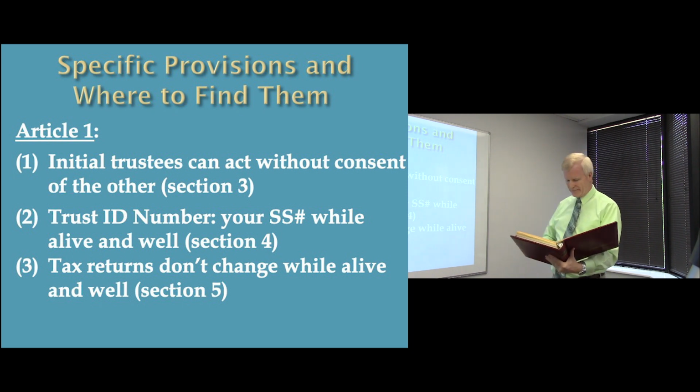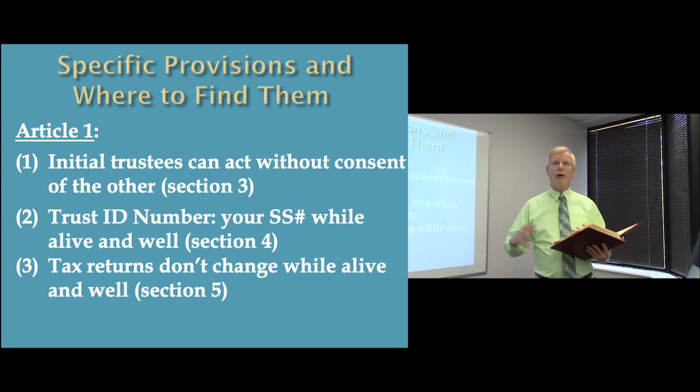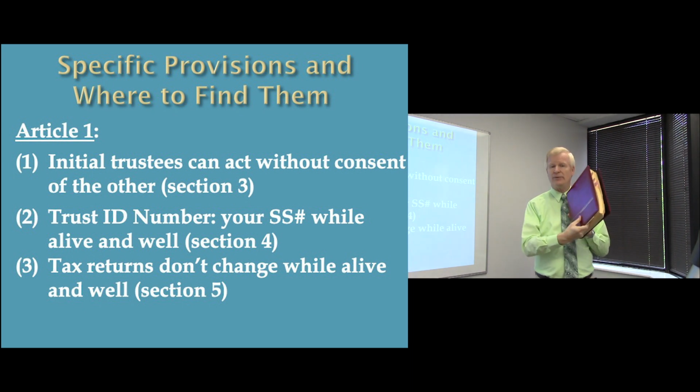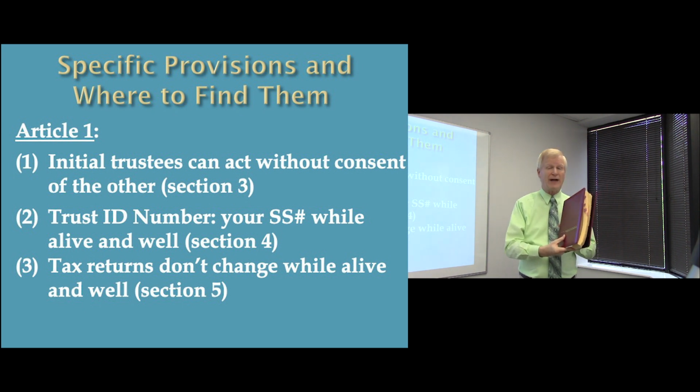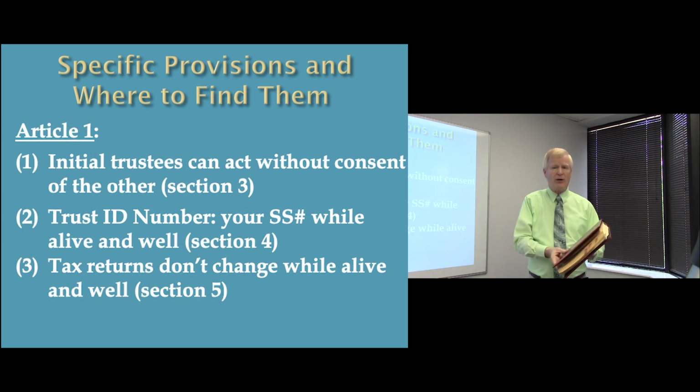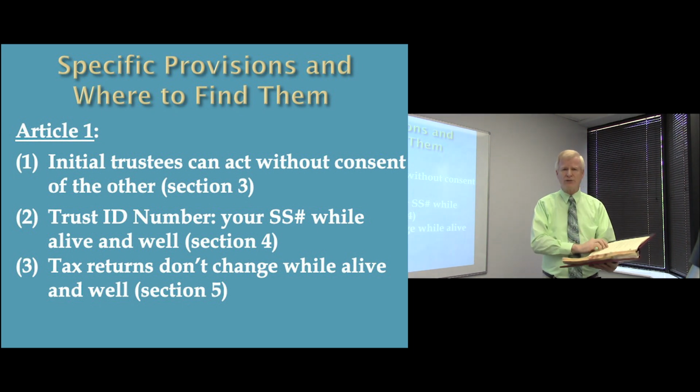It will also have, in Article 1, the fact that our trust number is, while we're alive and well, our Social Security number. We can use the Social Security number as long as we're alive and well. So when a bank asks for the number of your trust, it's the Social Security number. However, when we die, our Social Security number dies with us. So then we need to get an EIN number. But until that happens, we use the Social Security number.